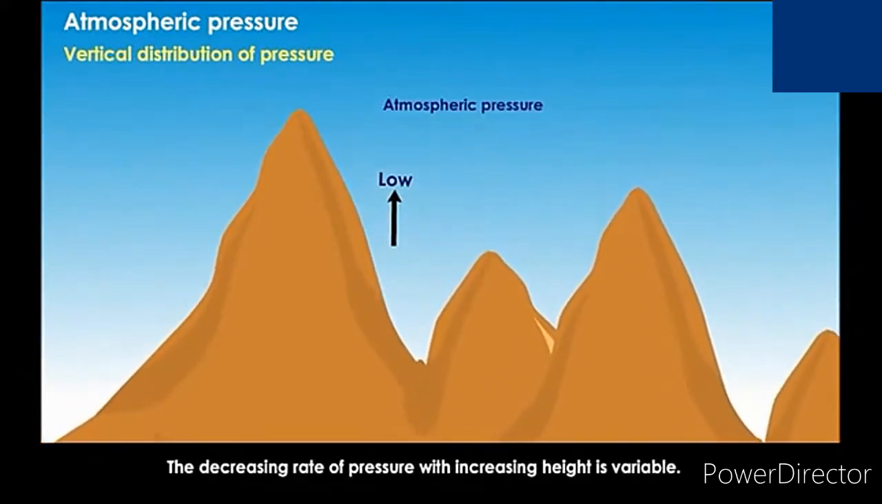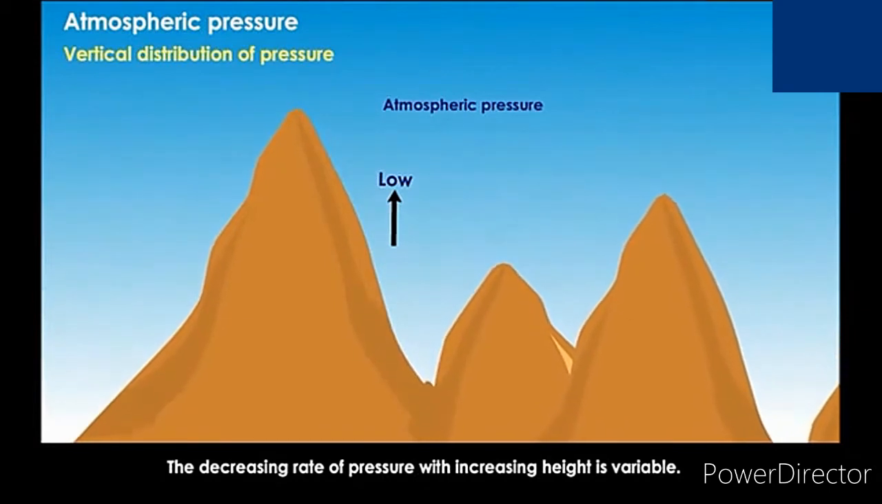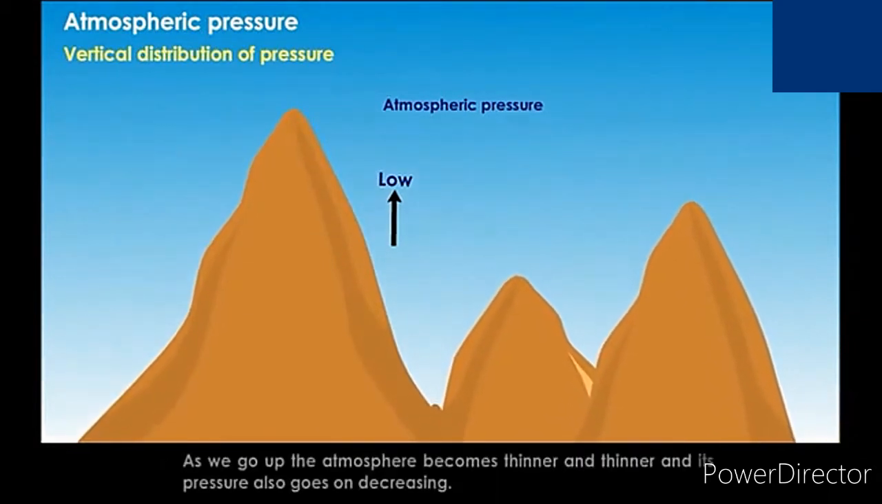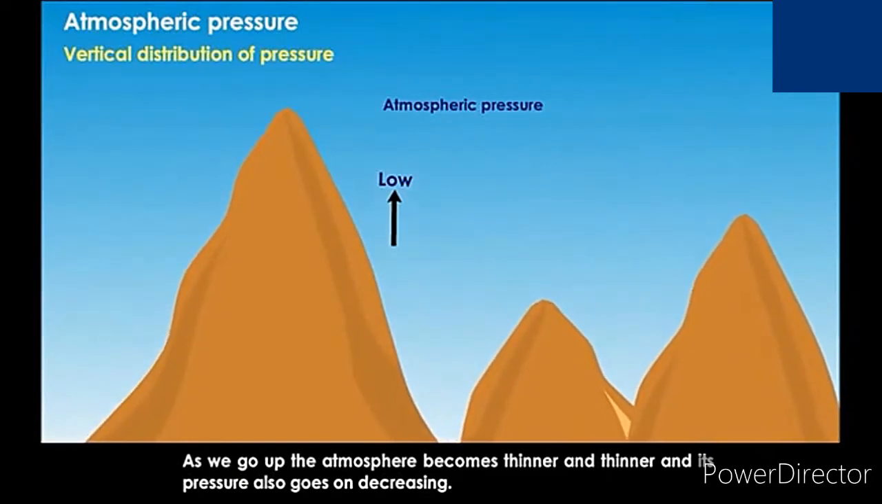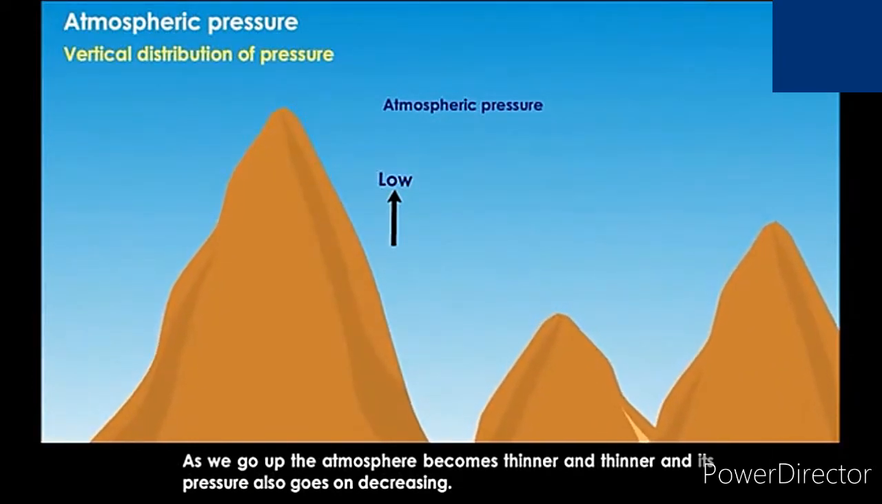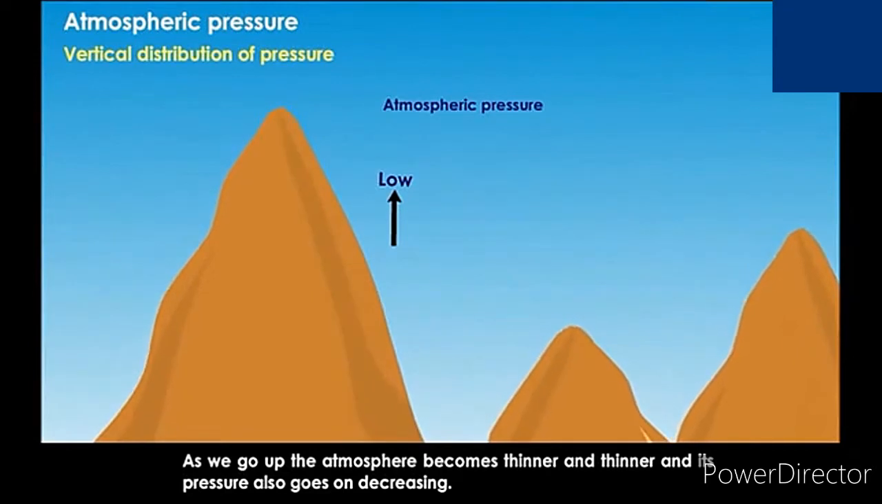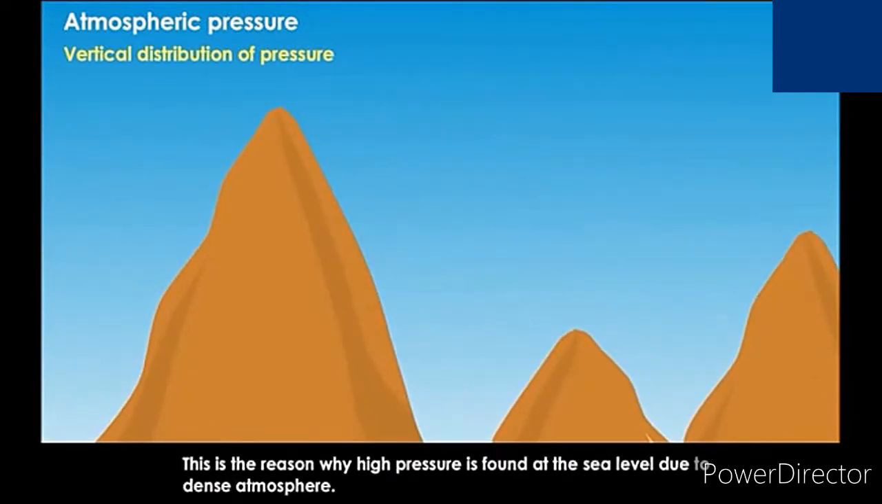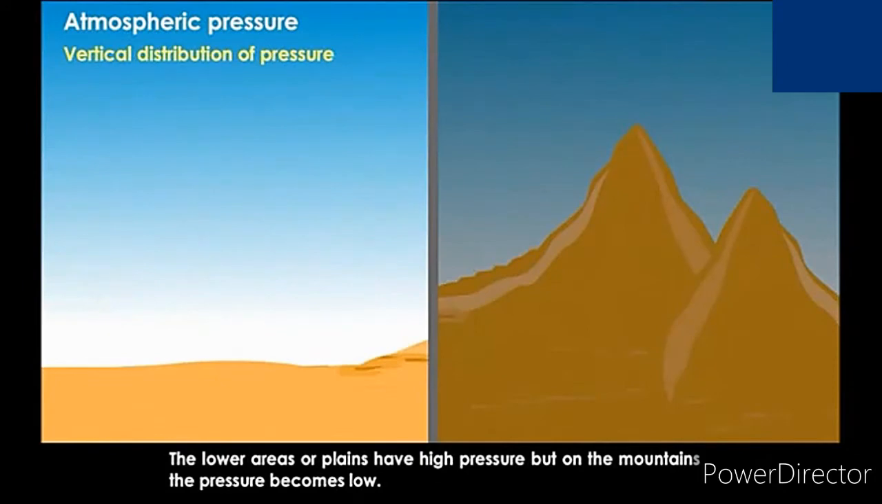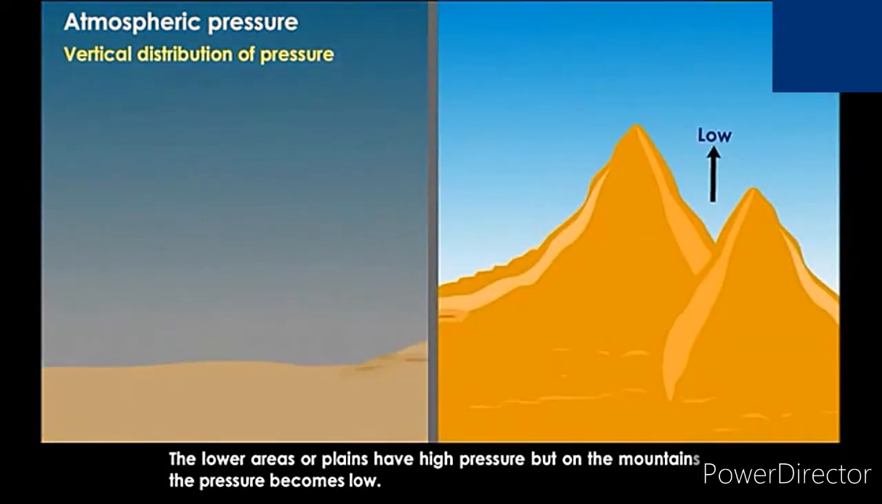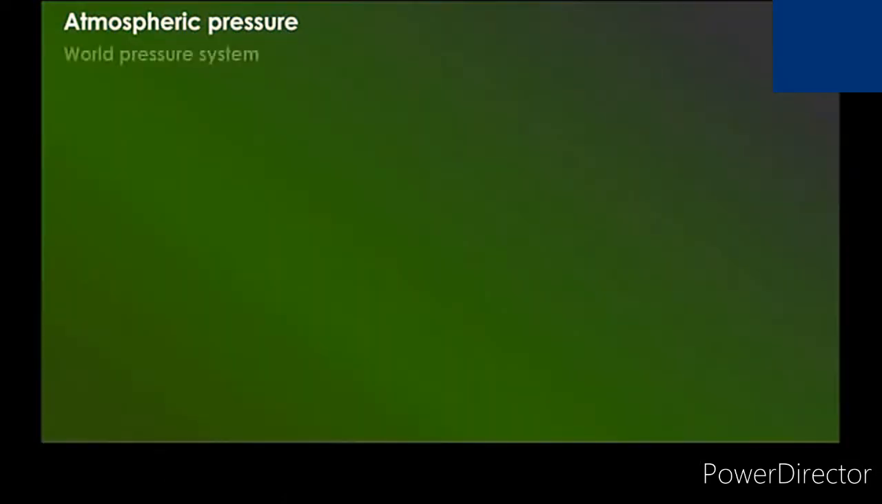Atmospheric pressure decreases while going up, and as we go up, the atmosphere becomes thinner and thinner, and its pressure goes on decreasing. This is the reason why high pressure is found at sea level due to the dense atmosphere. The lower areas or plains have high pressure, but on the mountains there is low pressure.